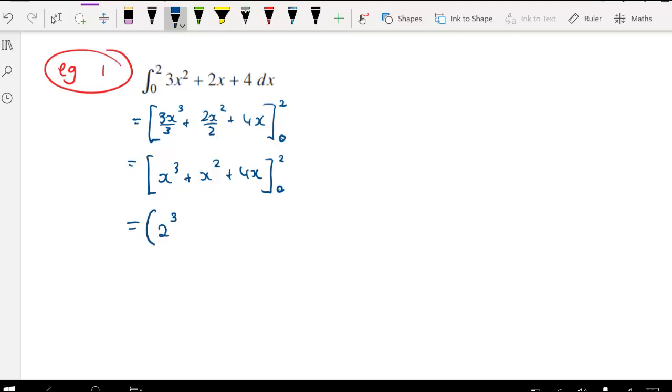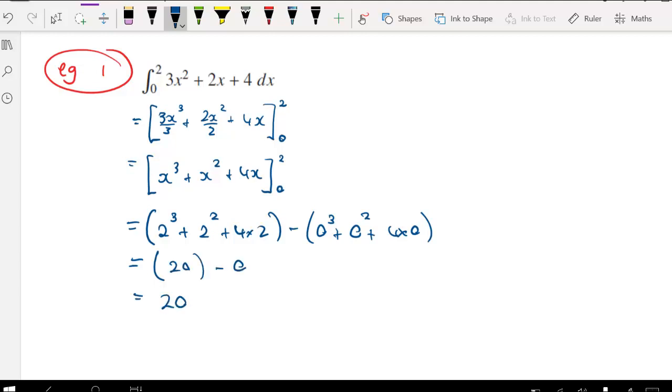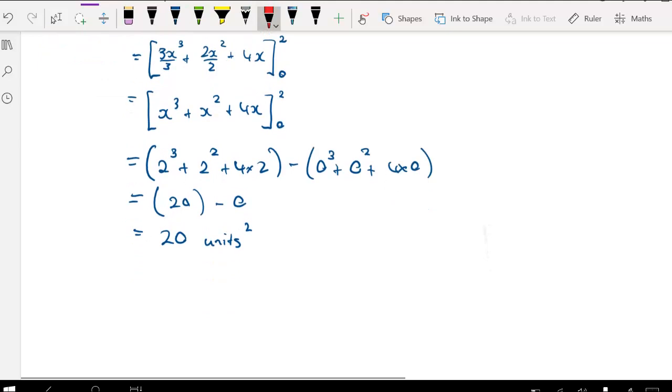So we've got 2 cubed plus 2 squared and 4 times 2, and we're subtracting 0 cubed and 0 squared and 4 times 0. Obviously we know that that will be 0. We've got 8 plus 4, which is 12, plus 8 is 20. Take away 0, and we're left with 20. So the integral is simply 20 units squared, or square units. All right, so that's the fundamental theorem of calculus. It's pretty easy. I'll do one more example involving an exponential.